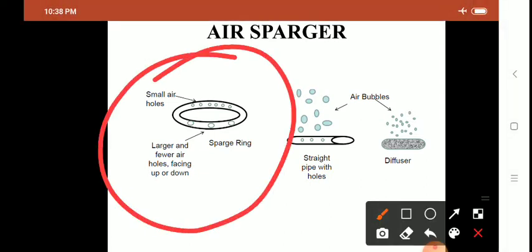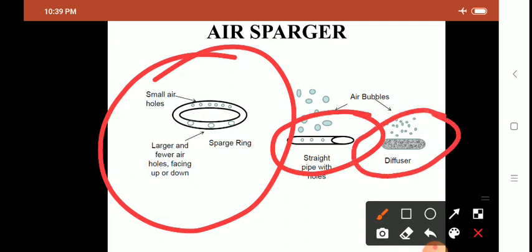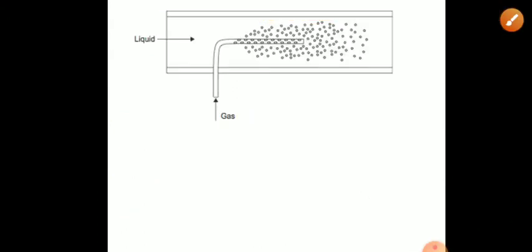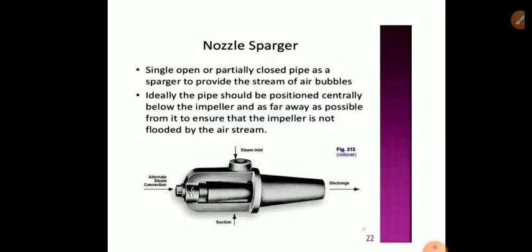This is a ring sparger. You can see a ring with holes. This is a straight pipe sparger, which we generally see in orifice spargers. This is a diffuser that we see in a nozzle type sparger. So this is how gas enters inside and air is mixed in the form of bubbles with the liquid. Nozzle sparger is a single open or partially closed pipe. It is a kind of pipe sparger to provide a stream of air bubbles.